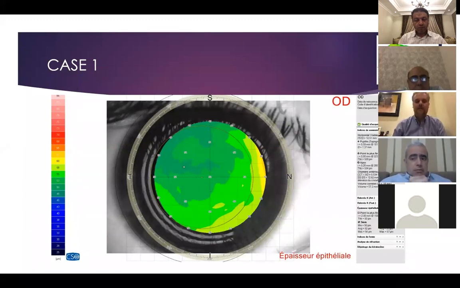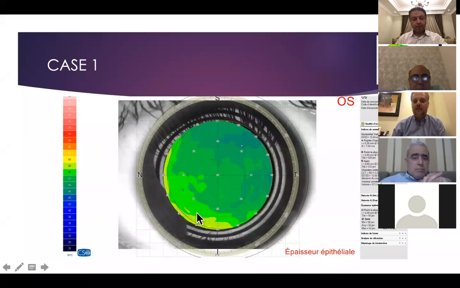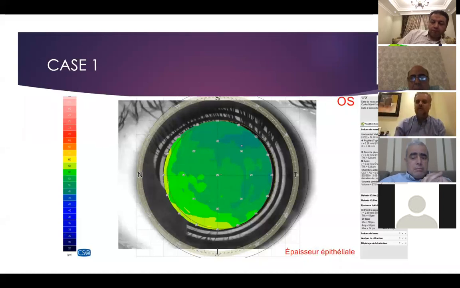In the epithelial mapping, we have here a thickening in the area of the steepening. We have a thickening of the epithelium in the right eye, and the same thing here, a thickening in the epithelium, and you have the colors of the epithelium. It's going from the thinnest to the thickest. There is no donut, and where there is no donut, sometimes people are rubbing, and there is a displacement of the epithelium to the inferior side of the cornea, and we will have this asymmetry.